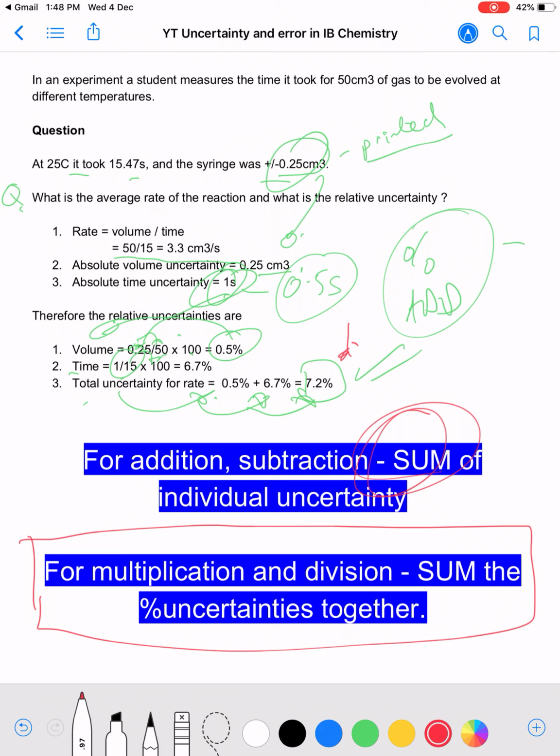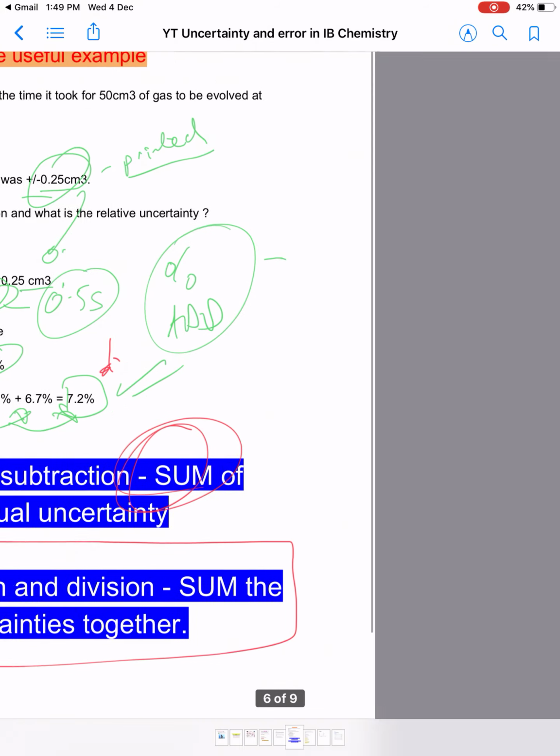I just noticed there might be a small error there. It's 15, so it's 25 there. Let's say it started at 10 degrees C. So T1 was 10, therefore it's going to be a 15 degrees C rise. But you get the idea. Uncertainty over value times 100%. Got it? Cool.